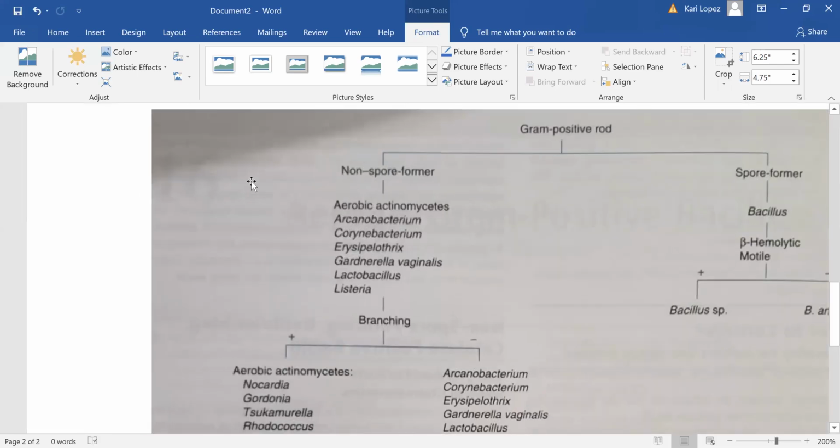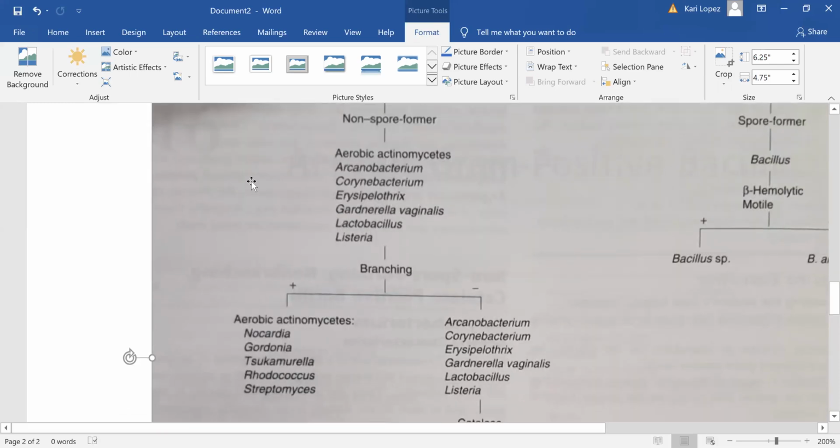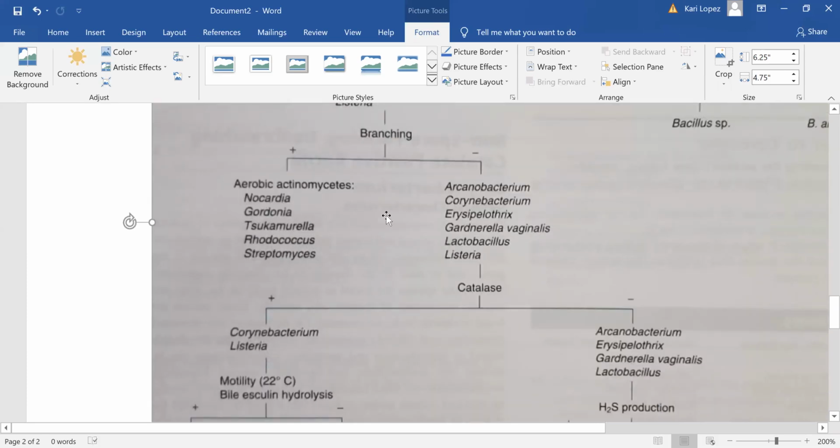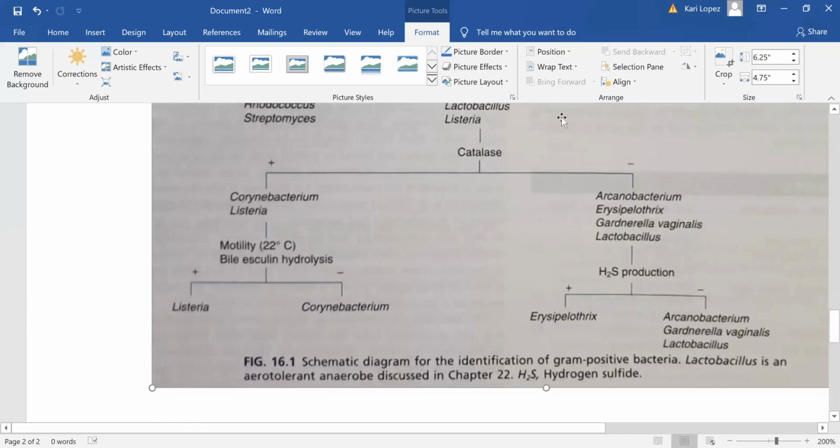And then your non-spore formers can be aerobic actinomycetes, Arcanobacterium, Corynebacterium, Erysipelothrix, Gardnerella vaginalis, Lactobacillus, or Listeria. So if you have branching, then it can be your aerobic actinomycetes, which is like Nocardia, Gordonia, Pseudomonas, Rhodococcus, and Streptomyces. And if it's negative, it can be your Arcanobacterium, Corynebacterium, Erysipelothrix, Gardnerella vaginalis, Lactobacillus, or Listeria, at which point you can go into your catalase testing.